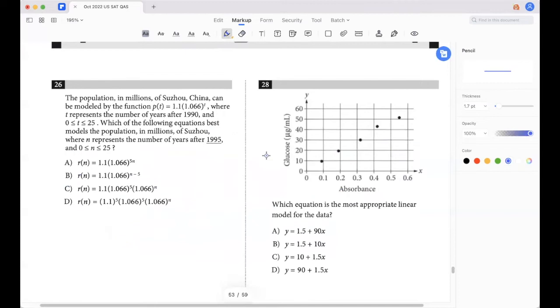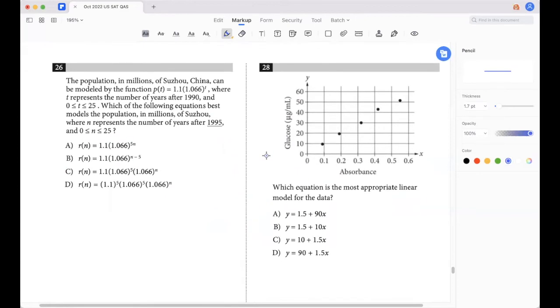The population of Suzhou can be modeled by this function where t represents the number of years after 1990. Which of the following best models the population where n represents the number of years after 1995? Okay. So in 1995, the population, t was 5. So it was 1.1 into 1.066 to the power 5. And this is the population in 1995.